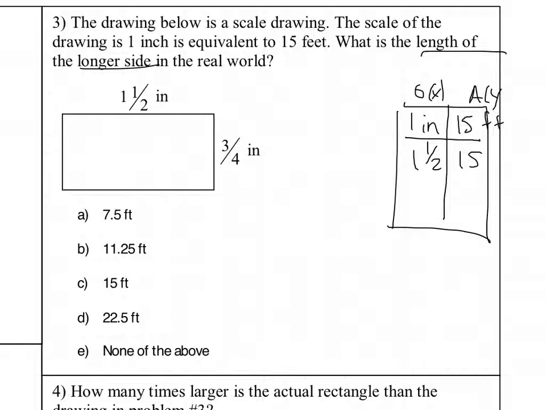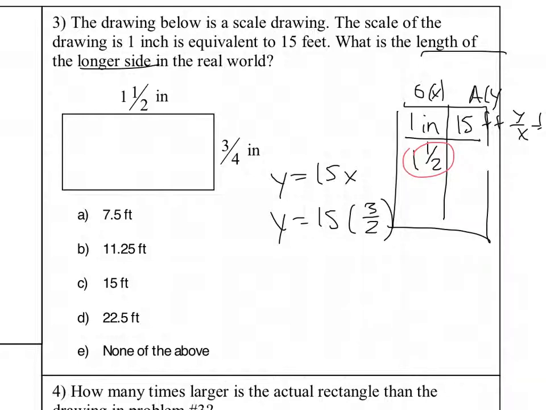So my scale factor, y over x, is simple. It's 15 over 1. So y is equal to 15x. And I want to know what this is for its y. So I'm going to have y is equal to 15 times 3/2. It's going to give me 45 over 2, which is 22.5. That's answer choice D.